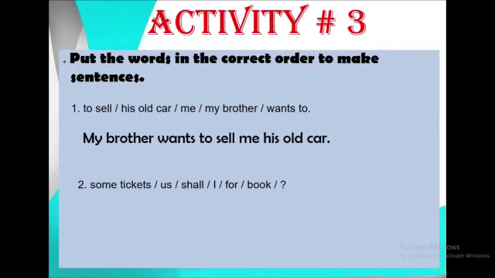Number 2: some tickets, us, shall, I, for, book. And there is a question mark at the end. It means that you have to make a question. So it's, shall I book some tickets for us? So this is how you have to do the activities.